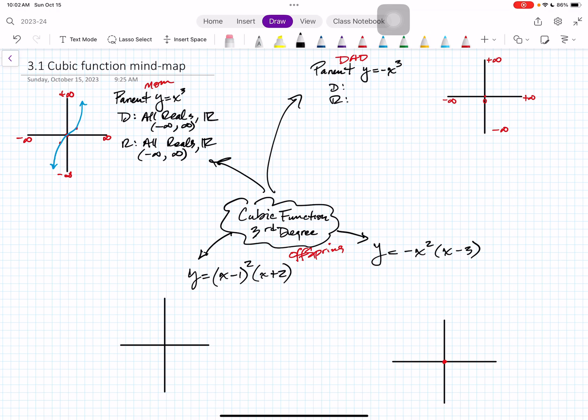Okay, now the cubic function has a special point called the inflection point at the origin, right here, and that's at 0, 0, where it changes concavity from concave down to concave up. So from negative infinity to 0 is concave down. From 0 to infinity is concave up. So let's talk about that because that implies something.